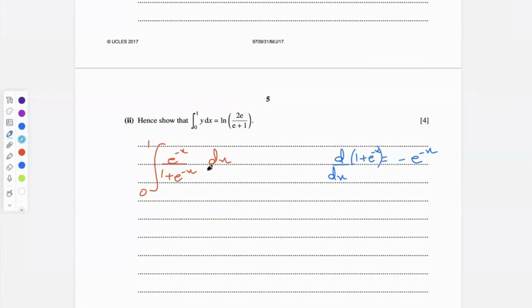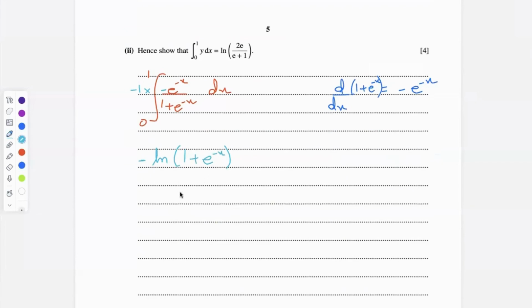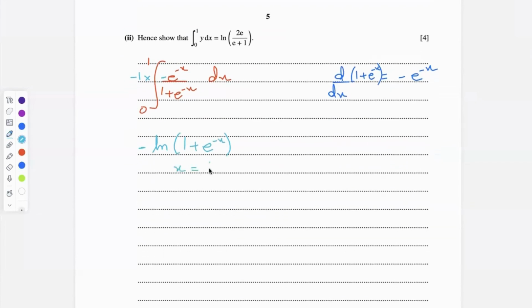Now, in the first step, as we need a negative sign, we'll put a negative over here, and we'll also multiply this by minus 1. Now, integrating, we'll get minus ln of 1 plus e power minus x as the integral. Now, substituting the limits, x equals 1 and x equals 0. Substituting x equals 1, we'll get minus ln of 1 plus e to the power minus 1. And we'll subtract from it the lower limit, which is 0. So this will become minus ln of 1 plus e to the power 0.